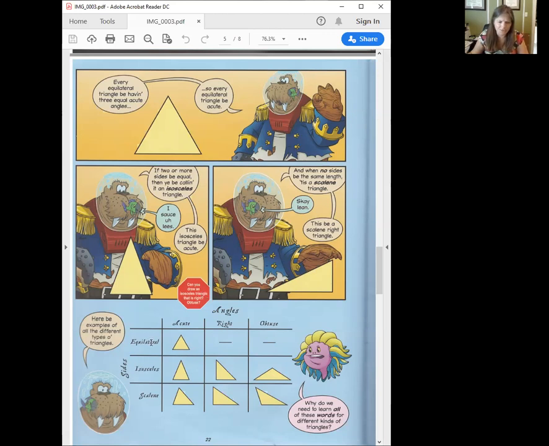Here be examples of all the different types of, oh, I skipped this panel, I'm sorry. And when no sides be the same length, 'tis a scalene triangle. Scalene. This be a scalene right triangle.